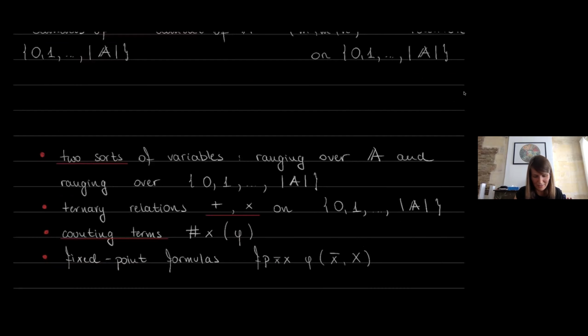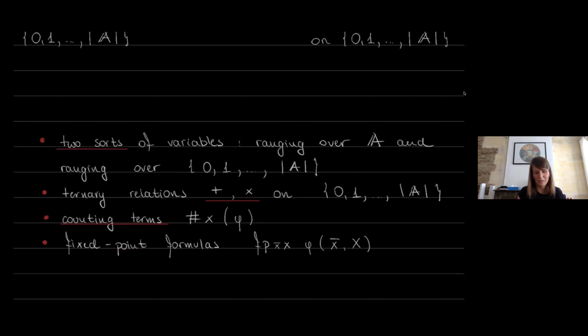So this is an example, and here we have a definition of the logic. As I said, in this logic we have two sorts of variables. The first are the standard variables which range over the elements of the structure, such as x in our last example, and a different sort of variables which range over this ordered domain 0, 1, etc., up to the number of elements of A. I forgot about one thing. We have ternary relations plus and times on this number domain, but more importantly, this number domain is ordered. So we also have a binary order relation on it. Since we want to interpret elements of this domain as numbers from zero to the number of elements of A, we need an order to actually know that those are consecutive numbers. So there is a binary order that I forgot about here.